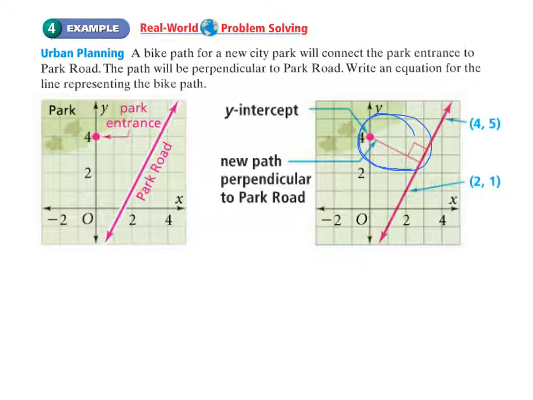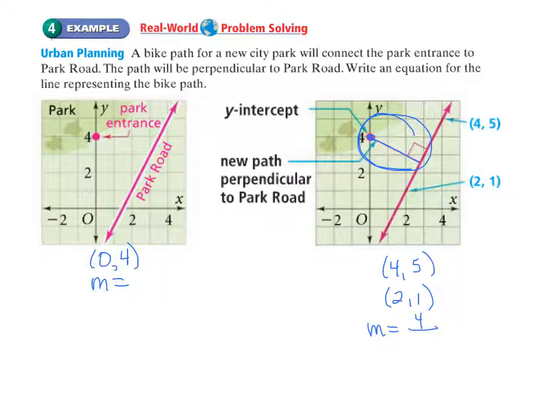All right, so let's go through this. What point is on this line? The point is (0, 4). Now we know that it's perpendicular to the other line. The other line has points (4, 5) and (2, 1). So we need to find the slope, then define the perpendicular slope to that. The slope would be, let's see, 5 minus 1 is 4, 4 minus 2 is 2. That means the slope of the red line is 2.